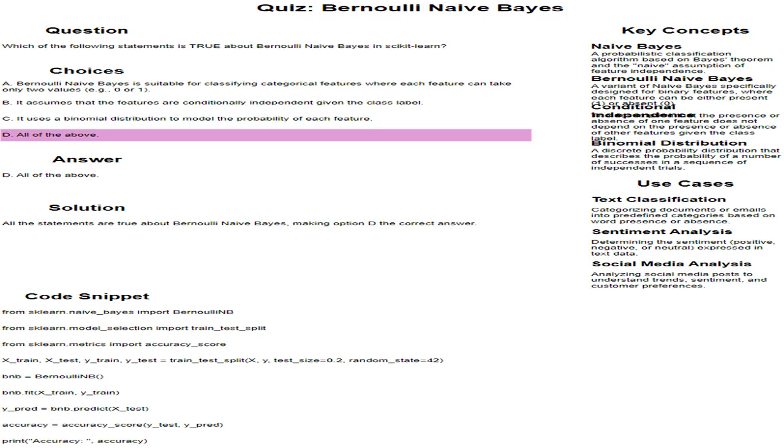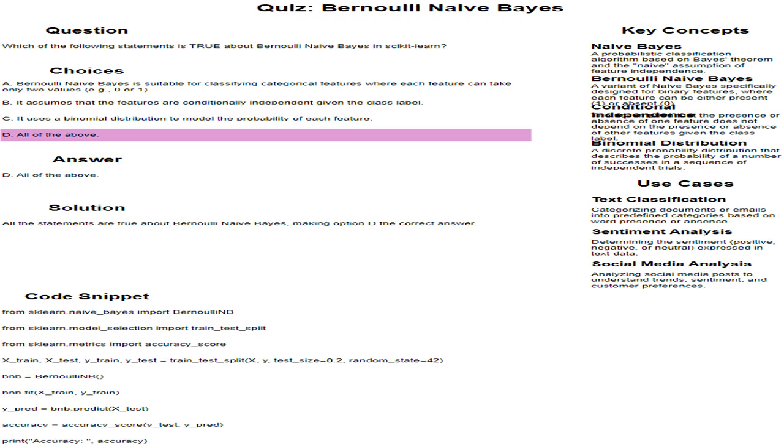True. Bernoulli naive Bayes is specifically designed to handle binary features, where each feature can be either present (1) or absent (0). This makes it suitable for classifying categorical data with only two possible values. True. Like all naive Bayes models, Bernoulli naive Bayes makes the assumption of conditional independence. This means that the presence or absence of one feature does not depend on the presence or absence of other features given the class label. This assumption simplifies the calculations, but it might not always hold true in real-world scenarios.